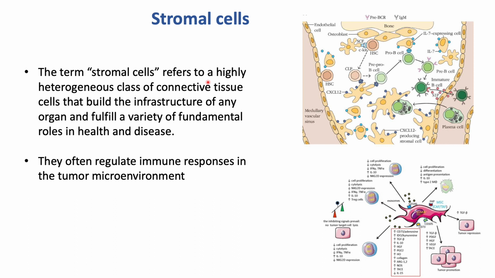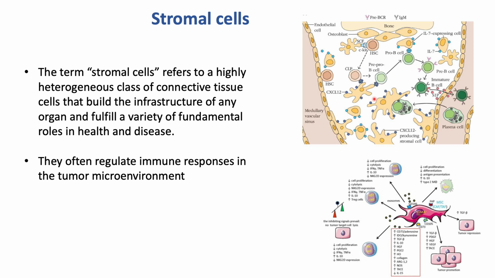The term stromal cells refers to a highly heterogeneous class of connective tissue cells that build the infrastructure of any organ and fulfill a variety of fundamental roles in health and disease. They often regulate immune responses in the tumor microenvironment as well. In the context of B cell development, stromal cells also retain the developing B cells in the bone marrow. They also make CXCL12, which binds to CXCR4. They produce cytokines that guide the development of B cells.